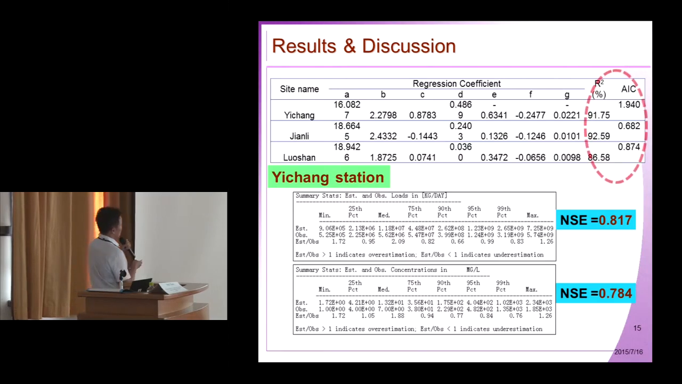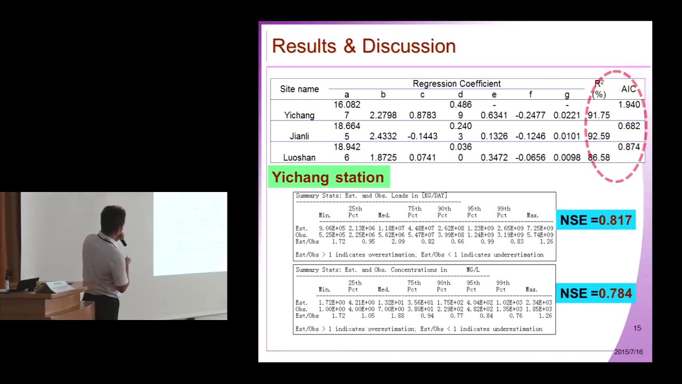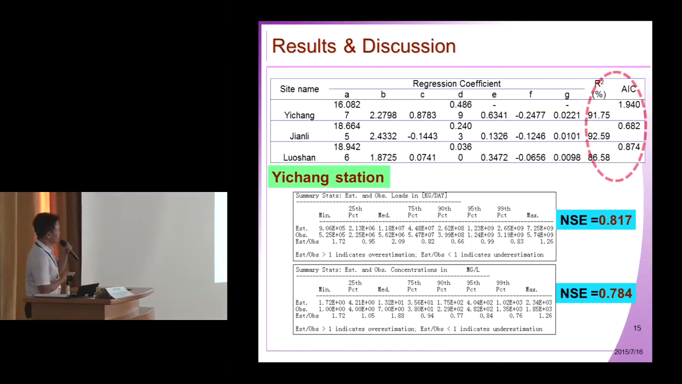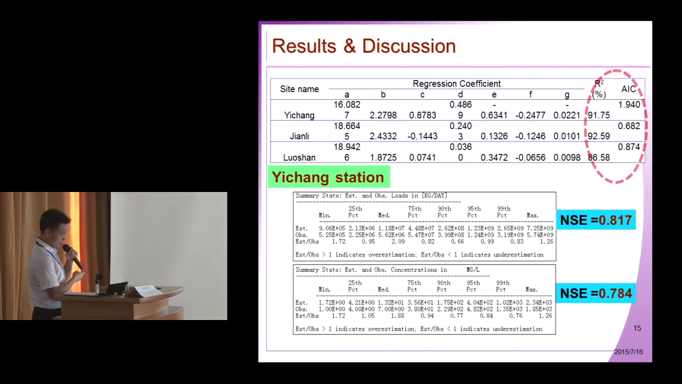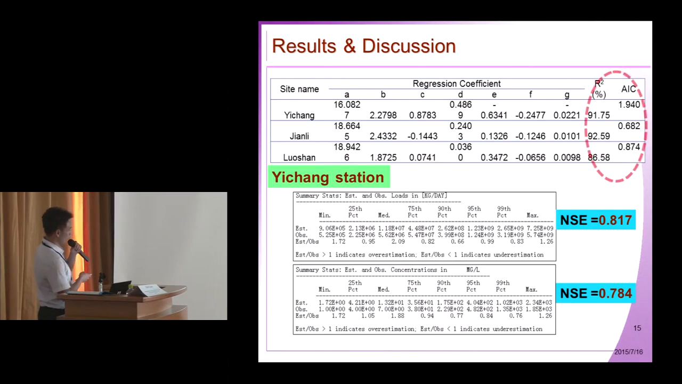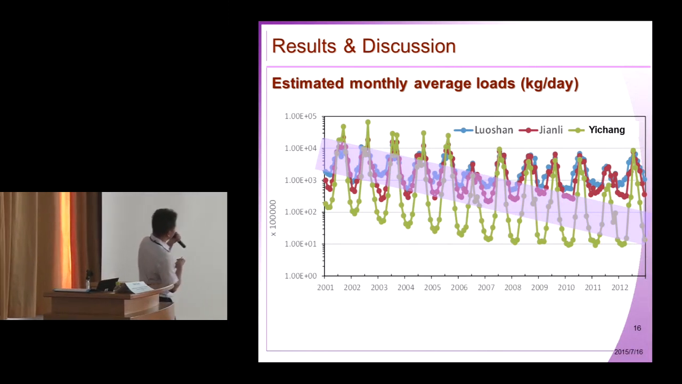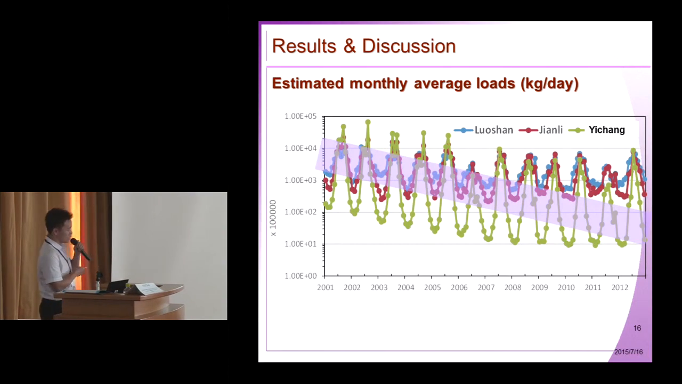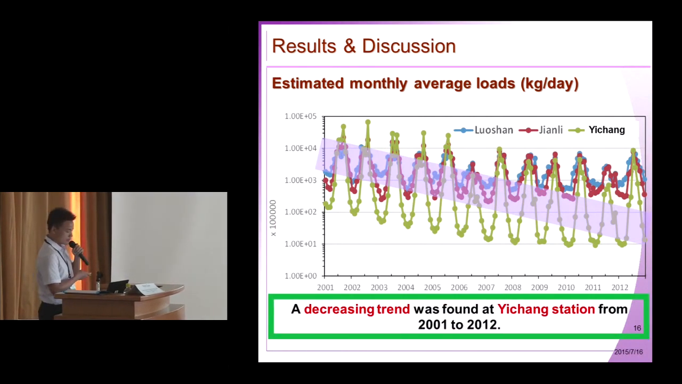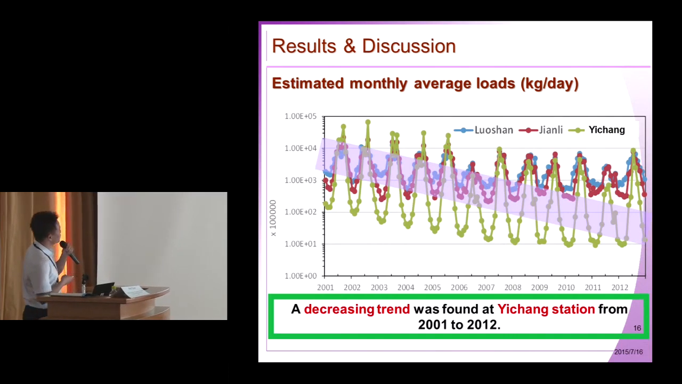Finally, at each station we choose different equations and also get different values for each parameter. We also use the last value to evaluate the estimation for the actual estimation. This is for the daily, for every month. In this figure it shows a decreasing trend at each station from 2000 to 2012.